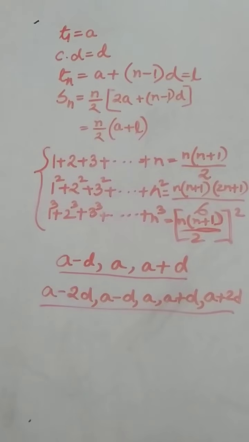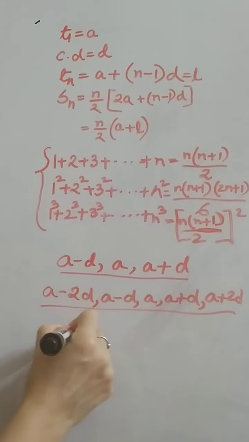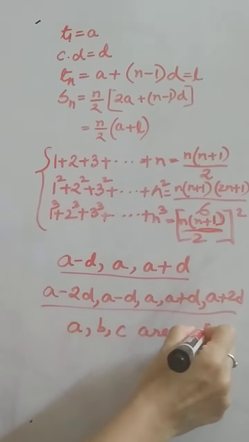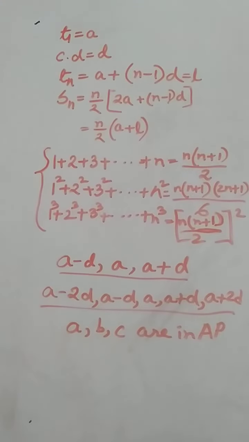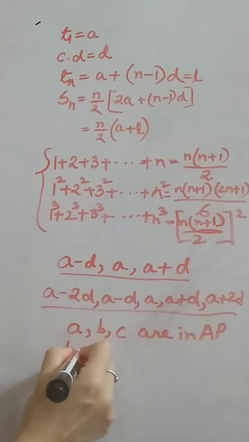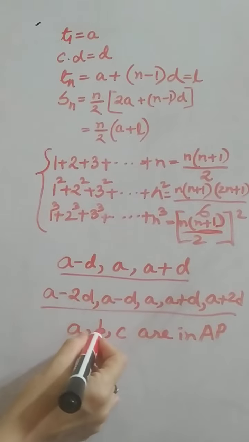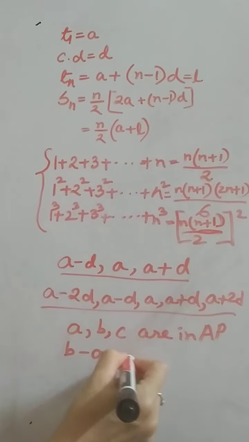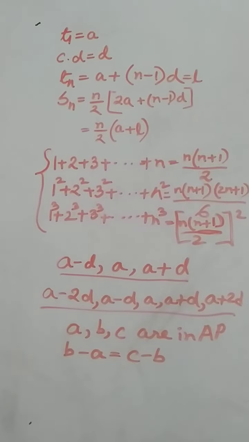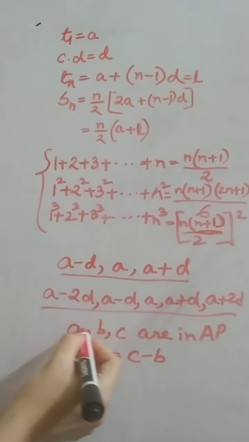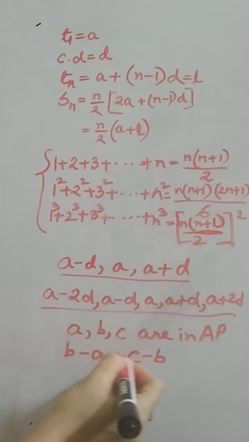If we assume the 5 terms in AP in this way, then it will be easier for us to solve the problems. Now let's see if 3 terms are in AP. Suppose A, B, C are in AP. Then we know that the common difference will be B minus A. Similarly, the difference between the next two will be C minus B. The difference between B and A will be the difference between C and B, so those two are equal.